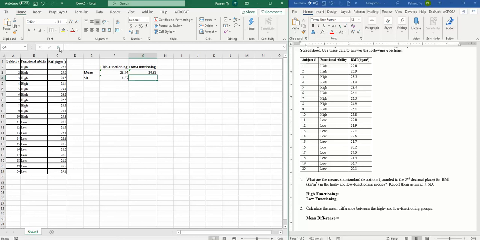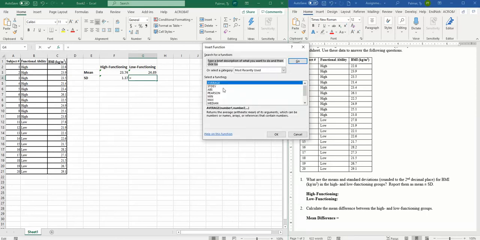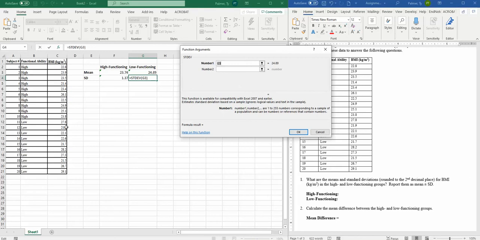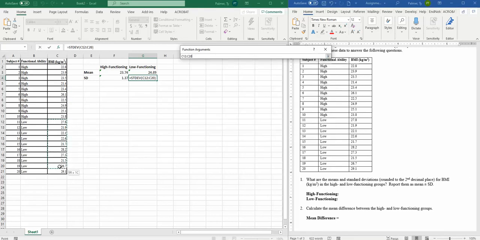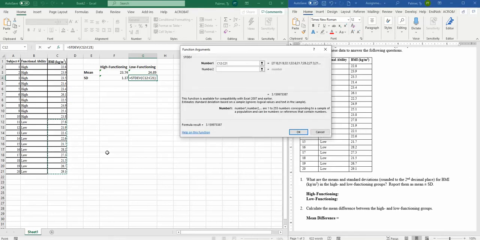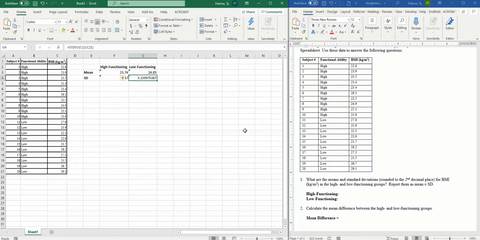Let's do the standard deviation next. Okay, highlight again the subjects in the low functioning group, starting with subject 11 to 20. Once we've done that, click OK. And then there we go. We've got our mean and standard deviation there for the low functioning group.